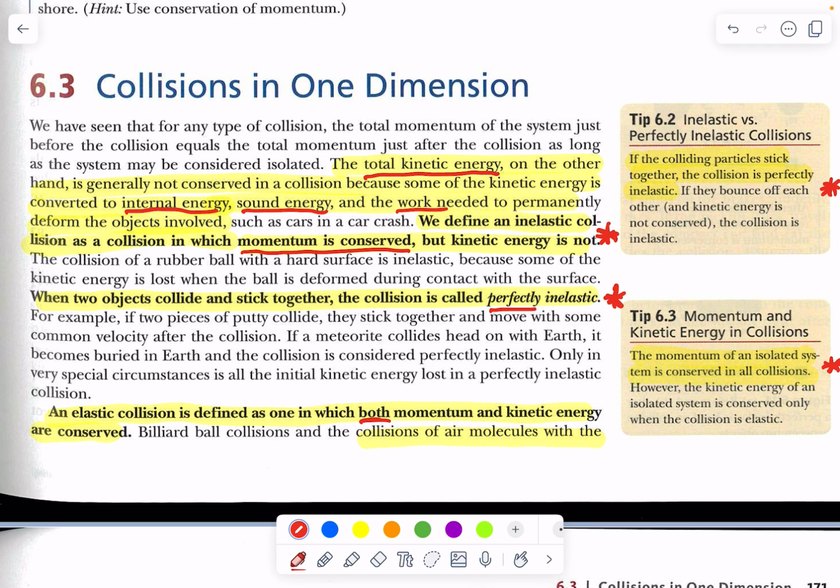But the main thing to remember, in inelastic collisions, momentum is conserved, but kinetic energy is not. In elastic collisions, both momentum and kinetic energy are conserved. Most situations are going to be somewhere in between. And these 2 boxes here summarize the things that I was just talking about.